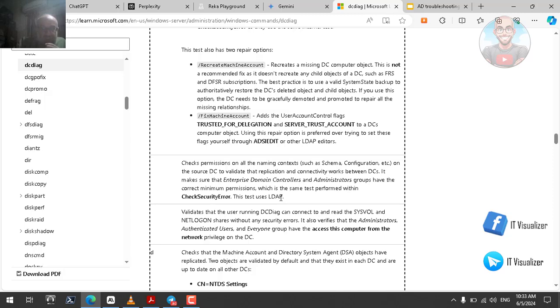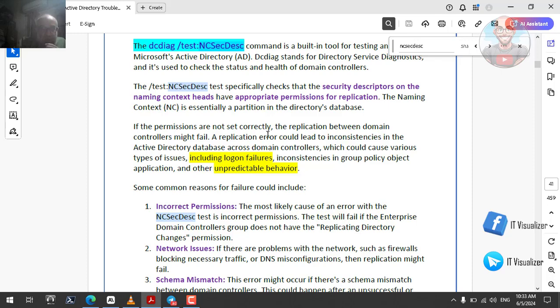We will do a couple of things here. We will take this description and the one provided by Mr. Lobandelpoor. This is another description for the test. Mr. Lobandelpoor has provided us in his PDF. He's saying that this test will check if the security descriptors, here he is referring to the security groups, on the naming context, and when I'm using the term naming context, I am referring to partitions or database partitions of the Active Directory, have appropriate permissions for replication.